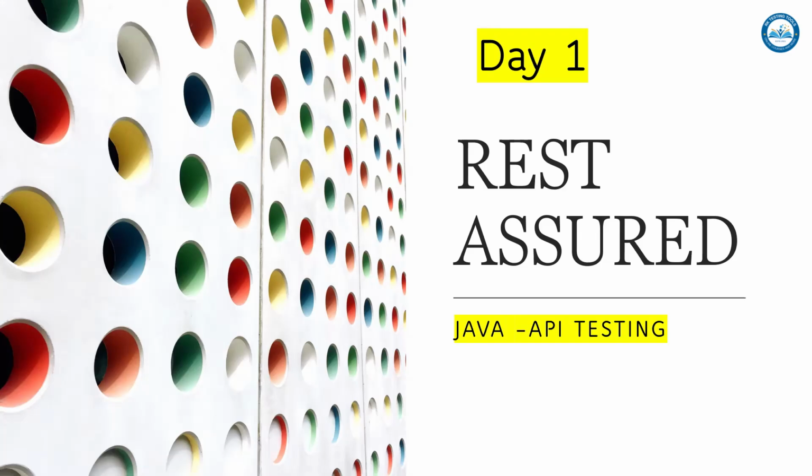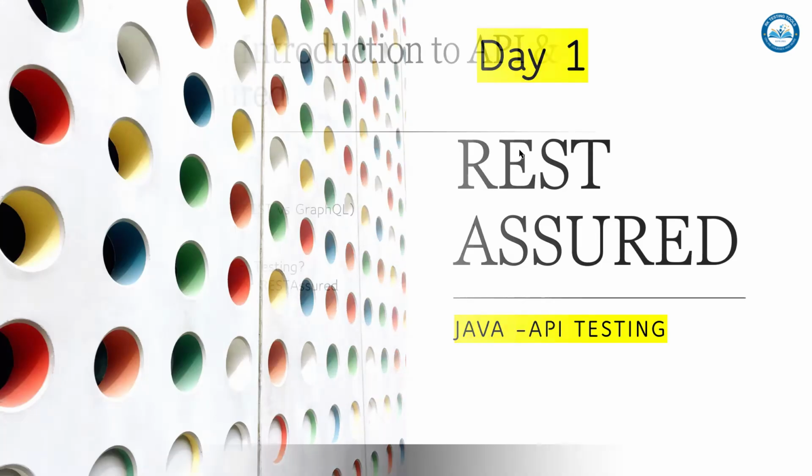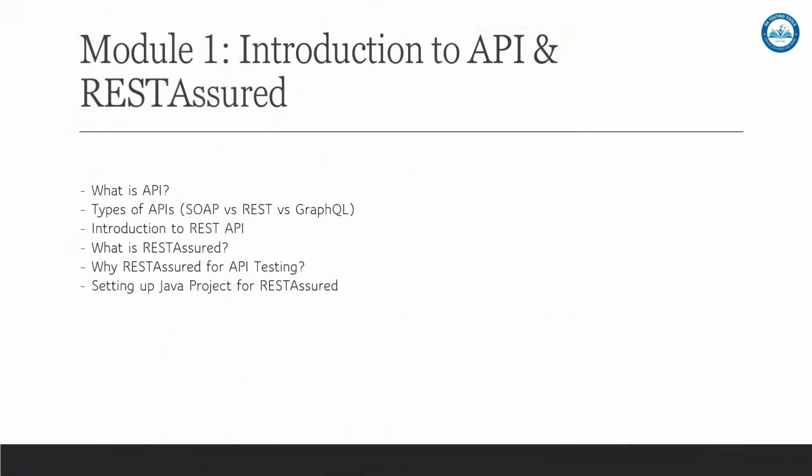So in this session, we are going to talk about module one, introduction to the API and RestAssured. We'll talk about one by one: what is an API, types of APIs, SOAP, REST, and GraphQL. Introduction to the REST API, what is RestAssured, why we are using RestAssured for API testing, and finally setting up the Java project for RestAssured.